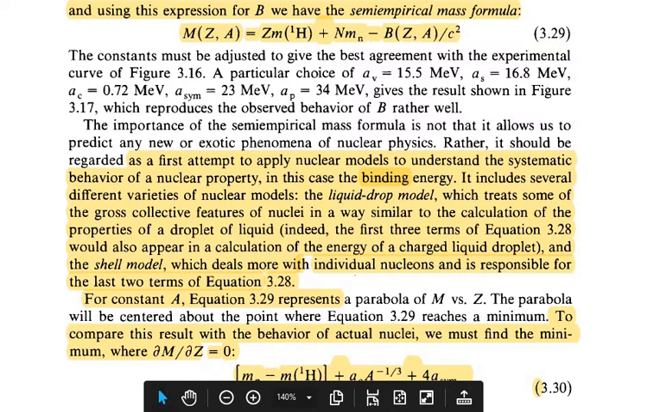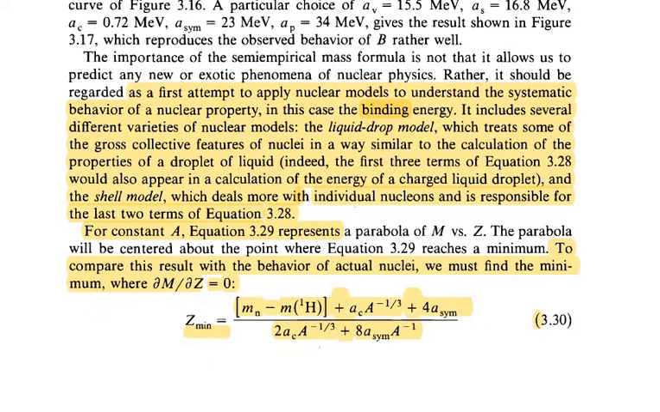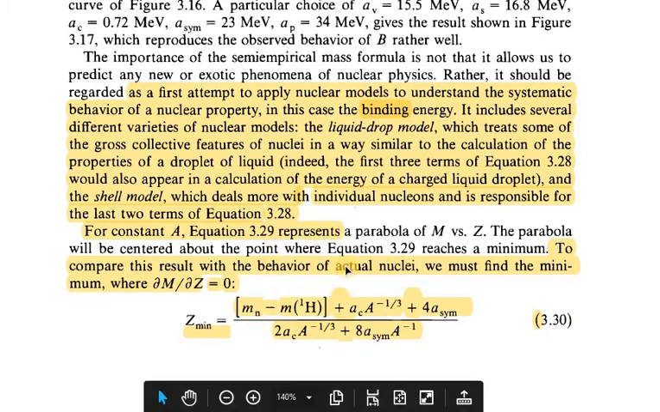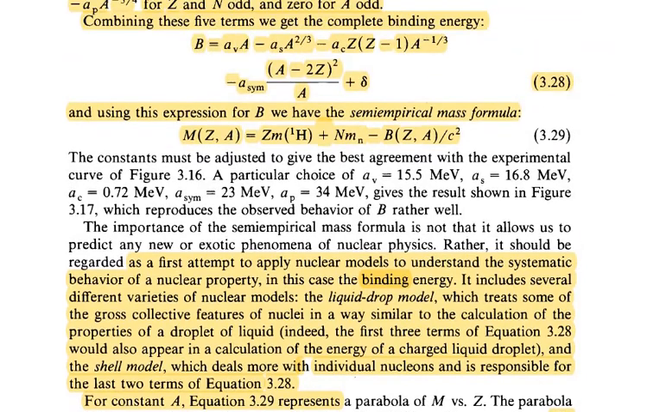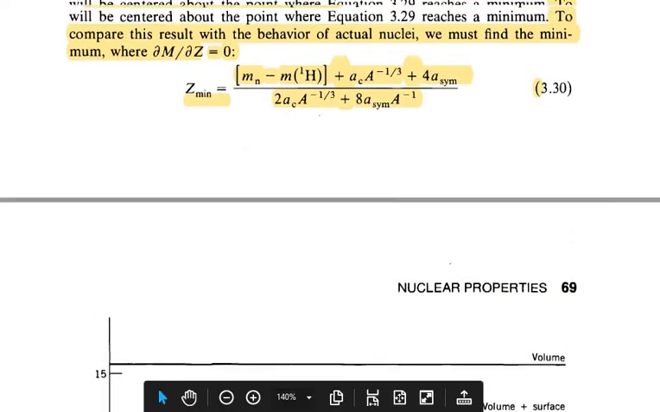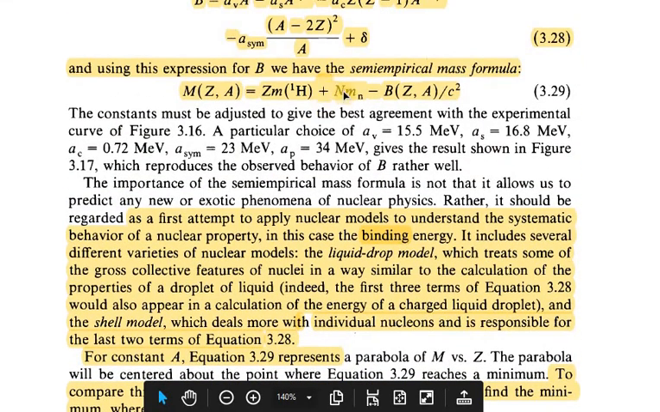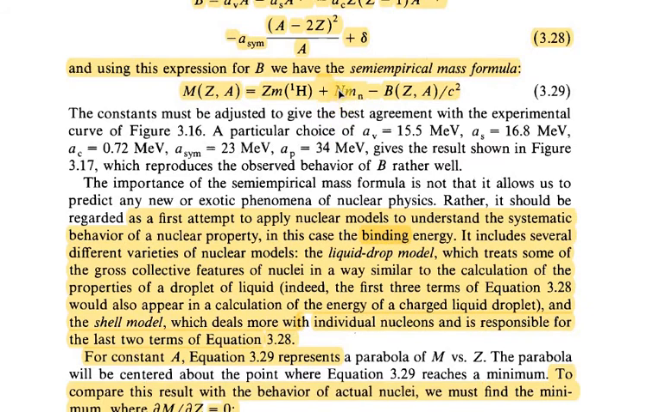To compare the results with the behavior of actual nuclei, we must find the minimum where ∂M/∂Z equals 0. So we differentiate M with respect to Z and we will find the Z minimum. For that we substitute A equal to N plus Z, then N equal to A minus Z, and differentiate and substitute the values of B also.